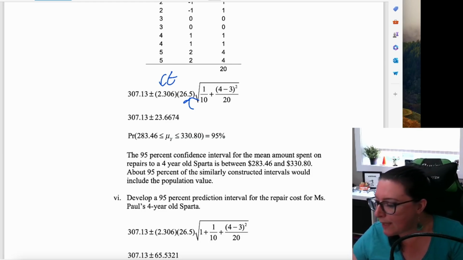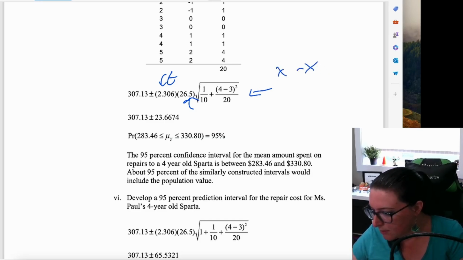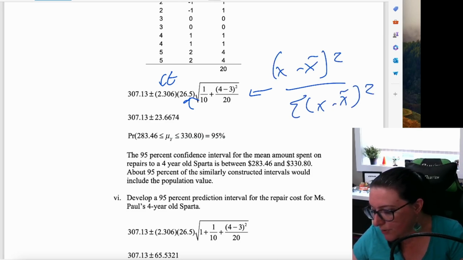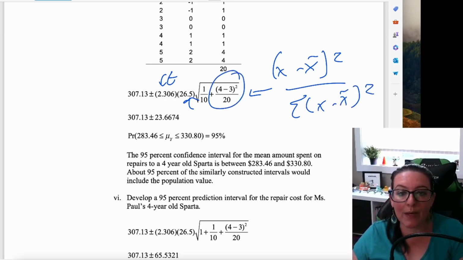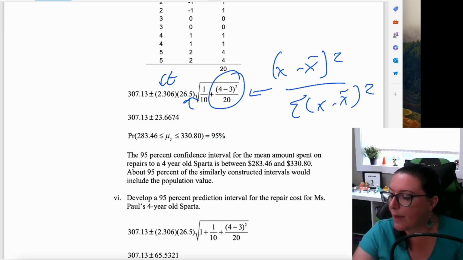And then we need this piece here, which was x minus x bar squared divided by the sum of x minus x bar squared. That's this last piece right there. So let's talk about how we would get that from the data.